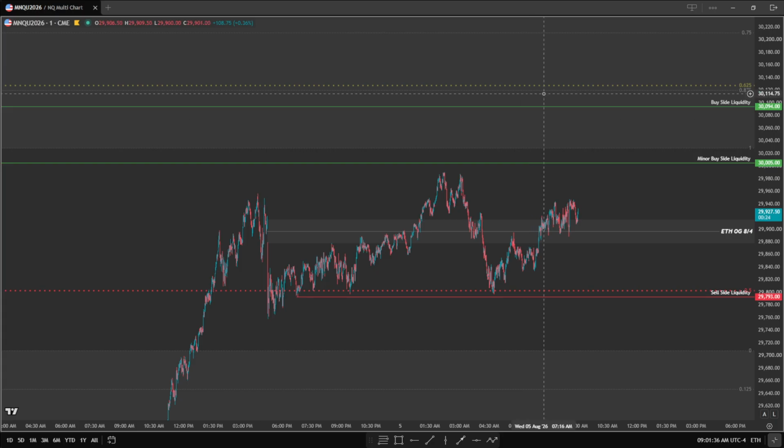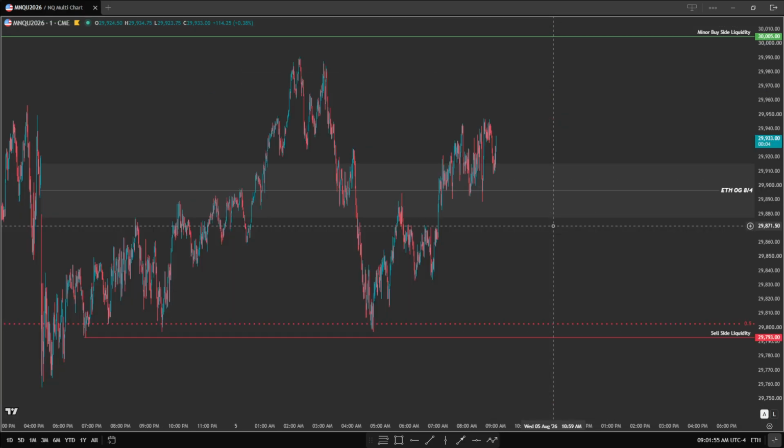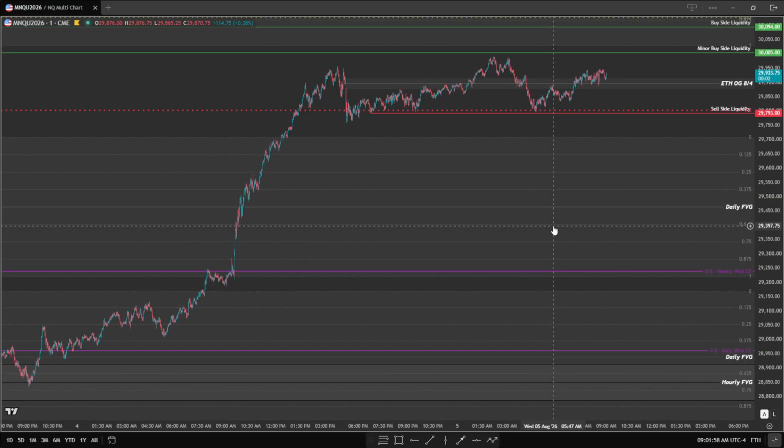So I honestly don't know what it'll want to take first. I want to lean towards the buy side. I want to be leaning towards buy side getting taken first, because that's the higher time frame draw.